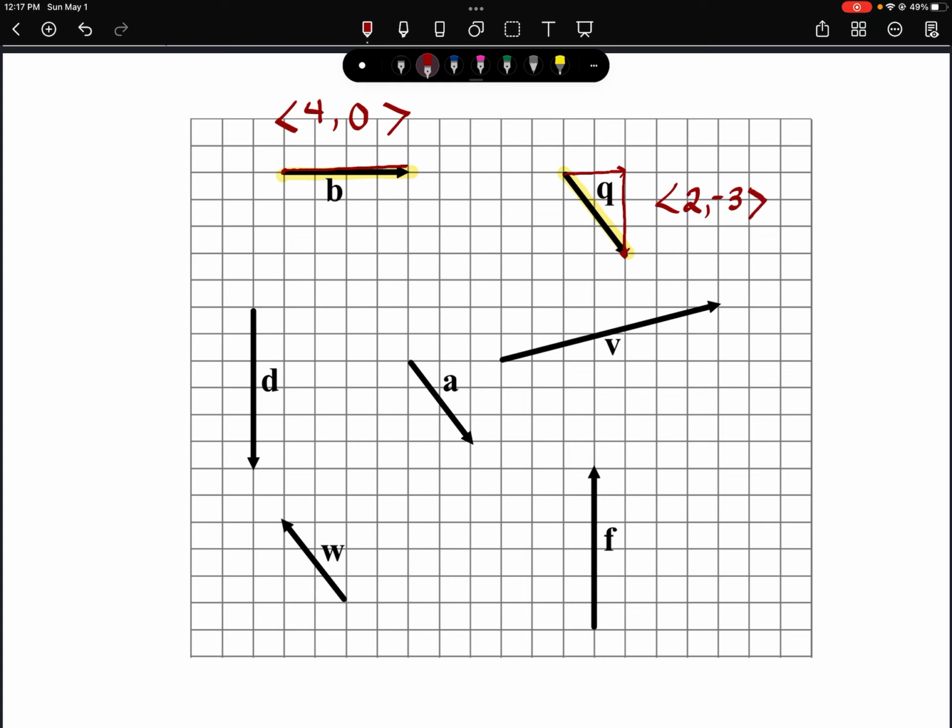If you want to go ahead, you can either pause the video or just fast forward through, do these, and check to see if you get them all correct. If you need help on any of them, continue watching this part.